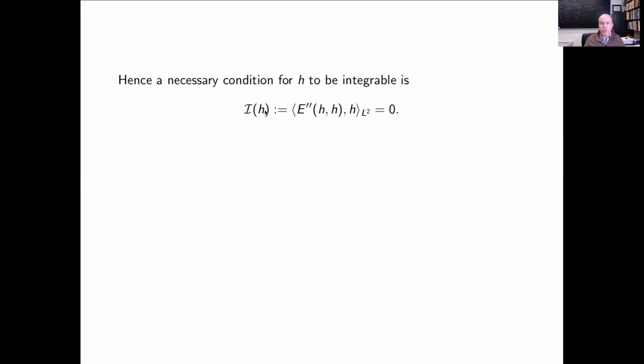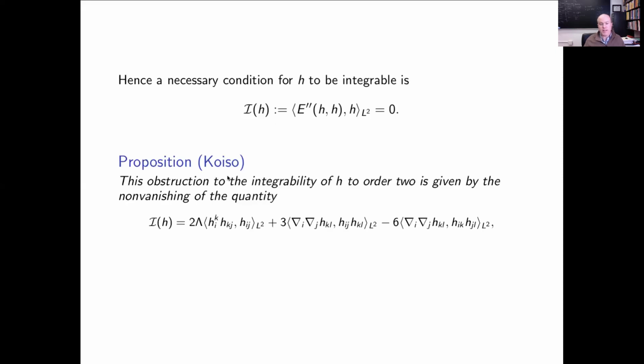So what's natural to do, this is Koiso's obstruction to integrability, is to say if this quantity does not vanish, then you can't be integrable. So effectively, you project E prime prime onto the space of infinitesimal deformations. That has to be 0 to be integrable of order 2. So in particular, when you take the inner product with H itself, you must get 0.